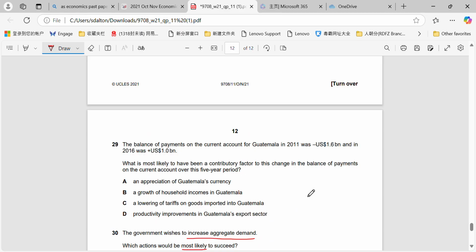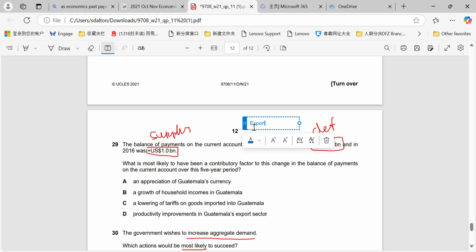Question 29. Balance of payments on the current account for Guatemala. So it was a deficit previously, and in 2016 it had moved into a surplus. Okay, so very simply, in simple terms, what we could expect to have happened is that their exports had risen and their imports had decreased. So we'll keep that in mind when we look at the questions.